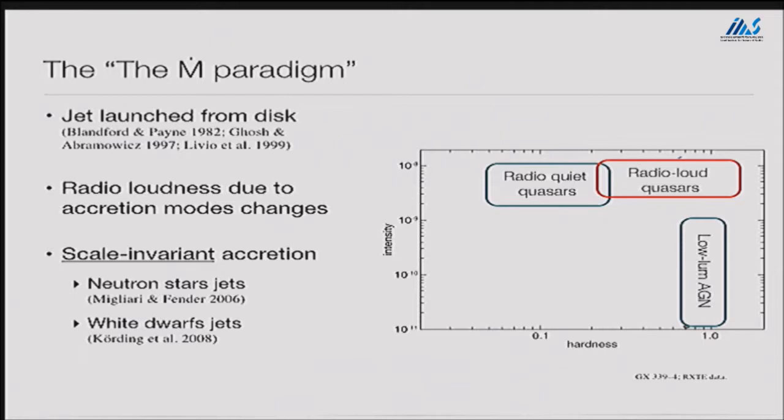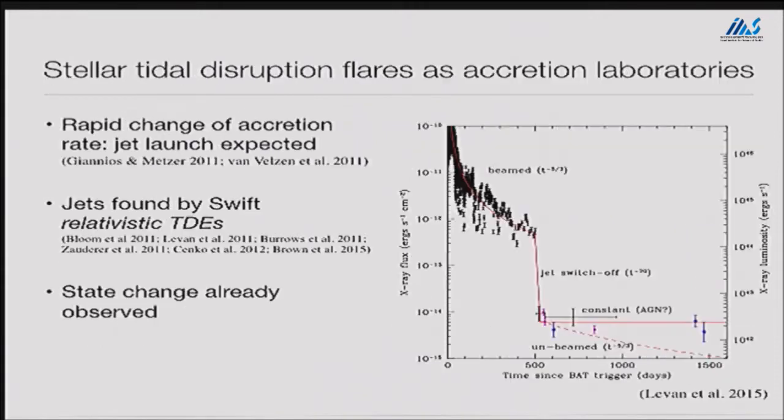So this analogy doesn't completely work. But additional evidence for the scale invariant view of accretion is that neutron stars produce jets, and even white dwarfs, which don't have a black hole spin, they're non-relativistic objects, also produce jets. And now we move to stellar tidal disruptions, which are our favorite laboratory for studying astrophysics.